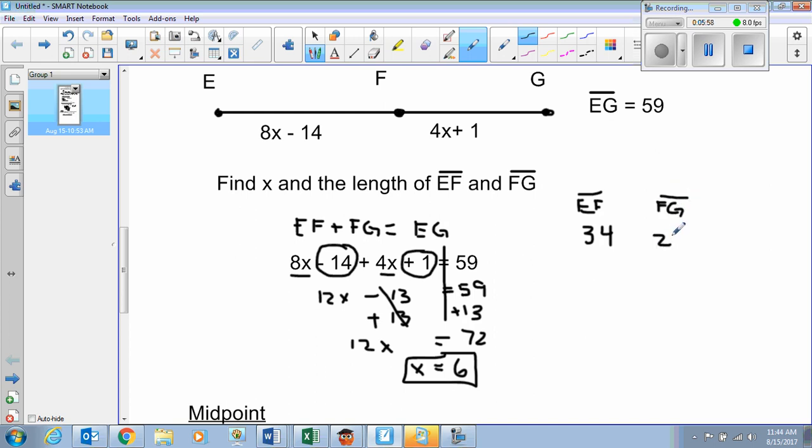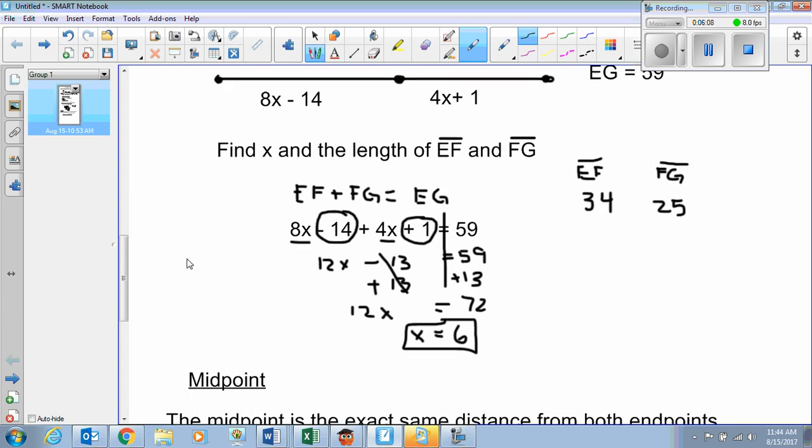Now let's see if those add up to indeed equal 59. Yes, 34 plus 25 does equal 59. So I feel strongly, after checking my work, that I got that correct.